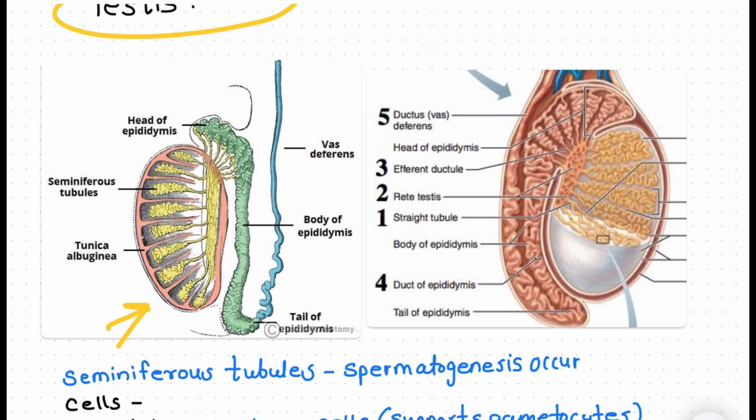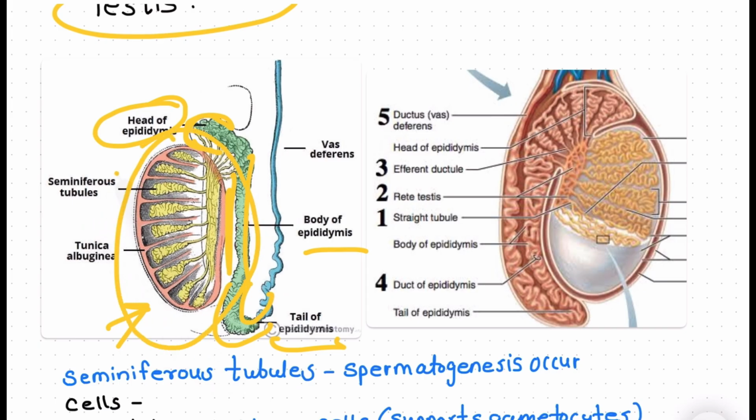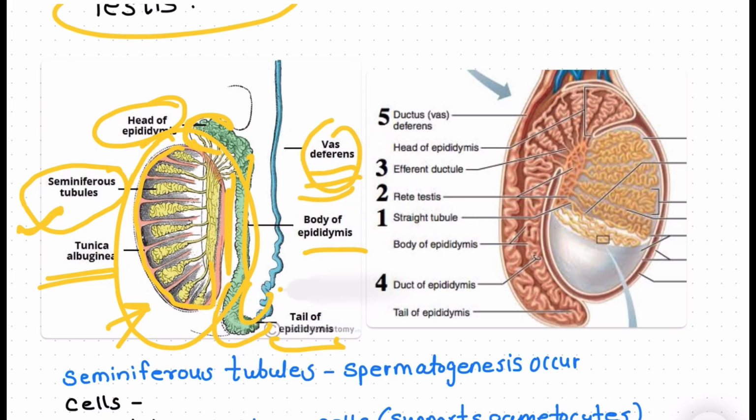The first one will be head of epididymis. This is head of epididymis, this is body of epididymis, and then tail of epididymis. We saw head, body and tail. And this is the whole testis, and these are seminiferous tubules, the microstructures. This is tunica albuginea, the outer covering. And there is vas deferens.